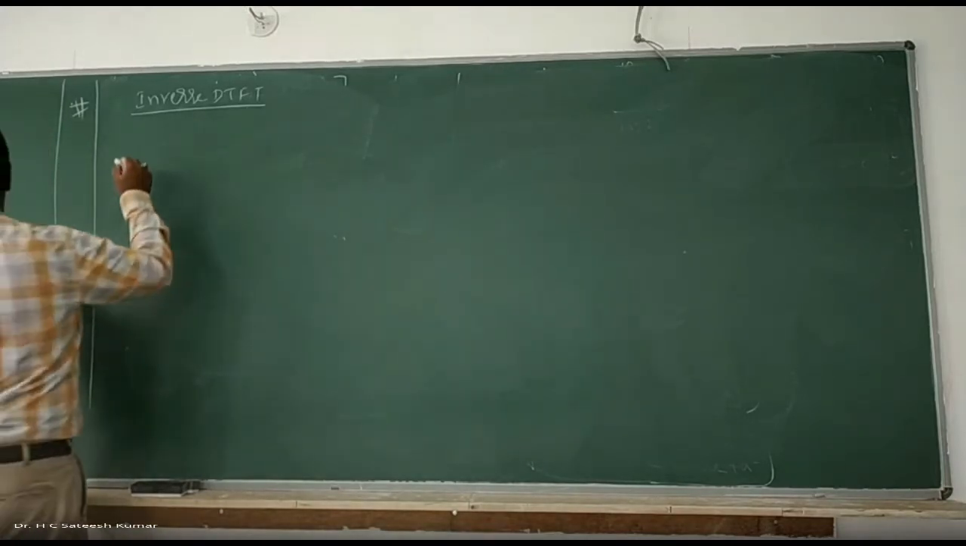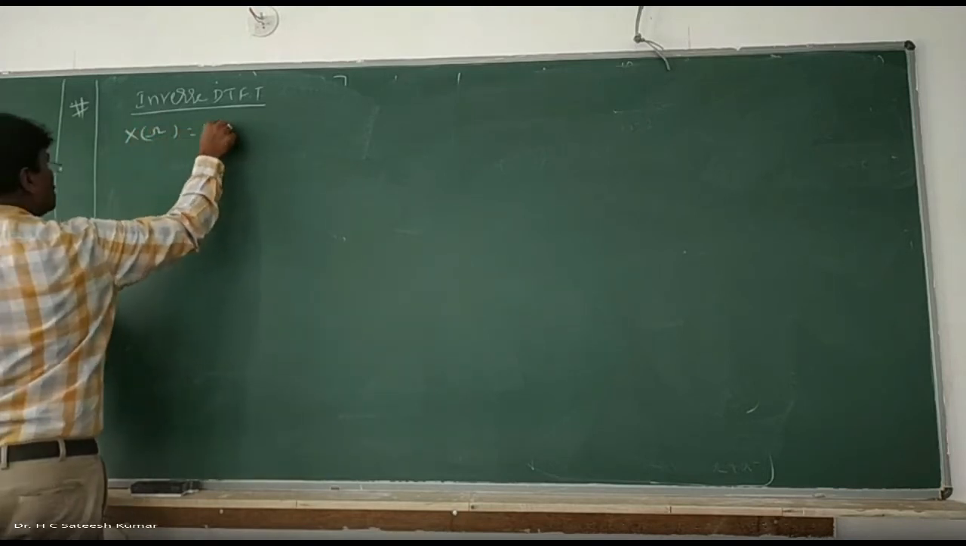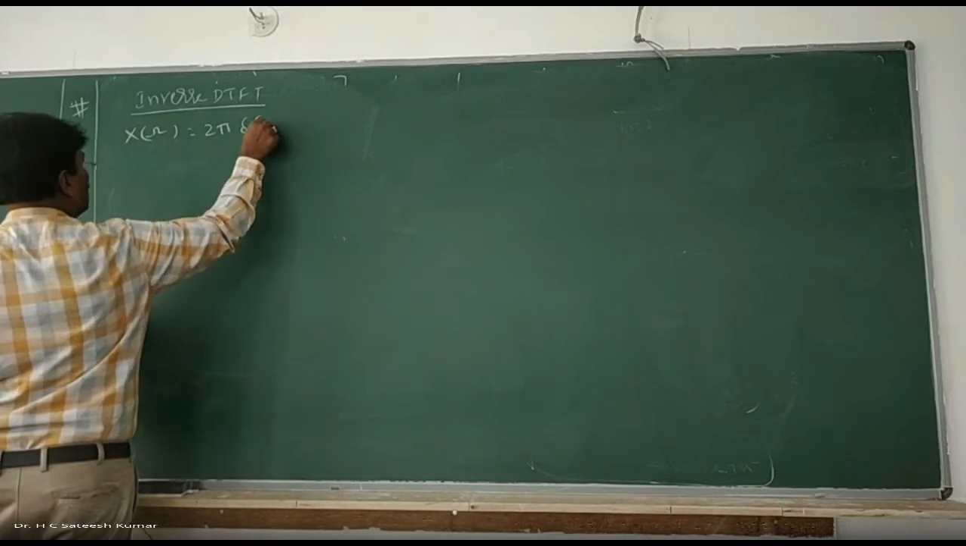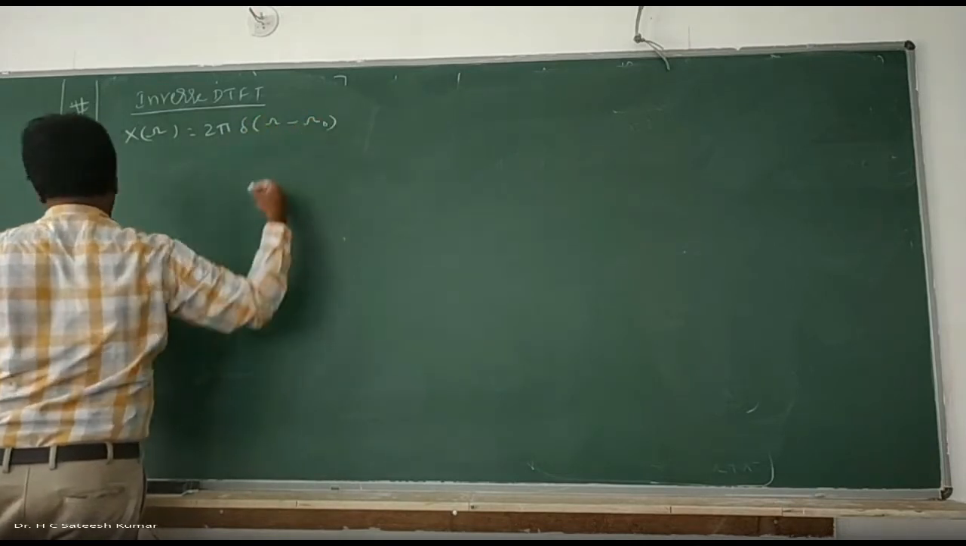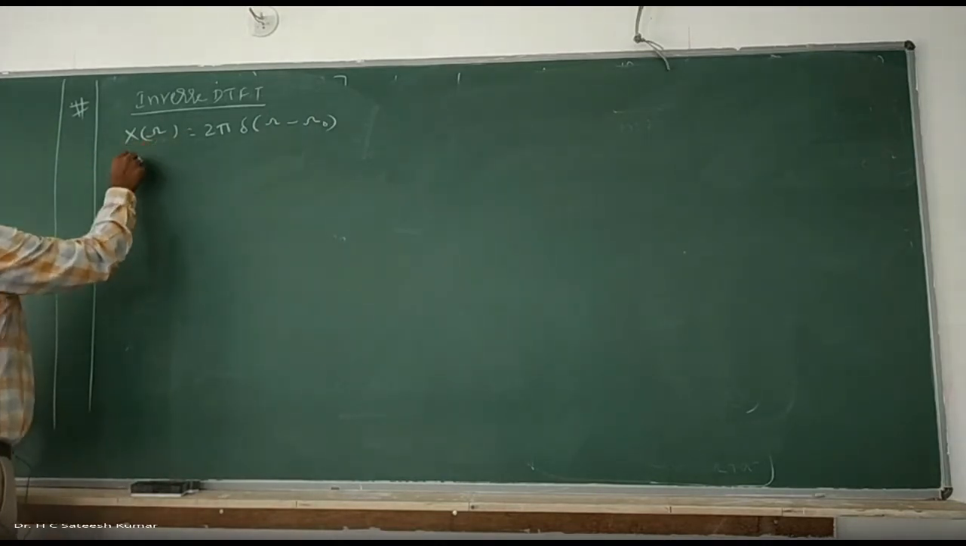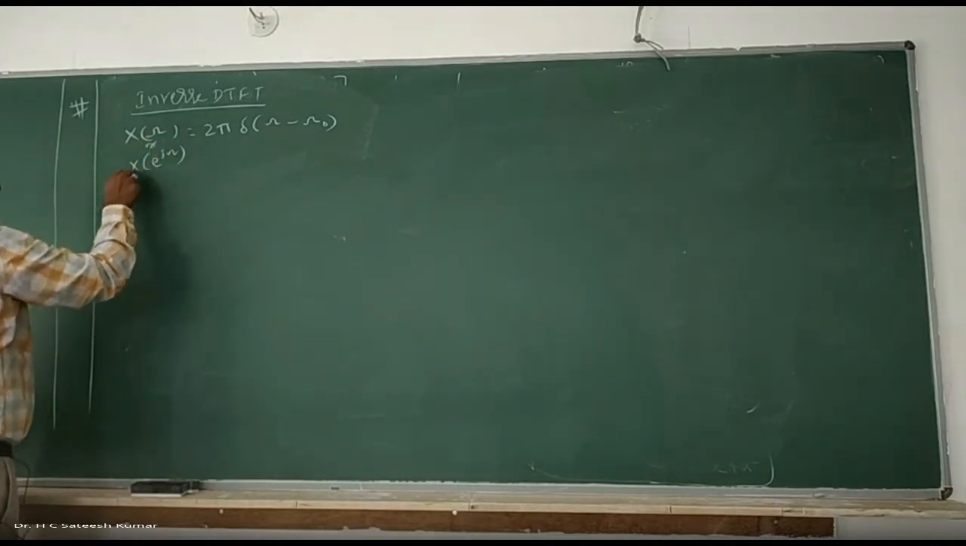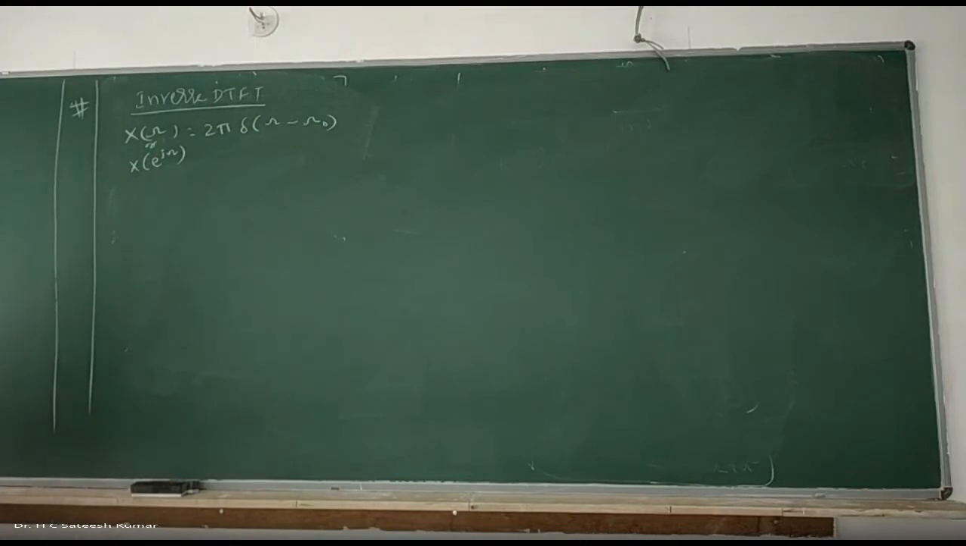Find the inverse DTFT of X of omega equal to 2 pi into delta of omega minus omega naught. Don't get confused about what this X of omega is. This capital X is a function of omega, which is nothing but X of e to the power of j omega. That is, X varies with respect to omega. So to find the inverse DTFT, X of e to the power of j omega is given, and we have to find x of n. So directly go for the synthesis equation.